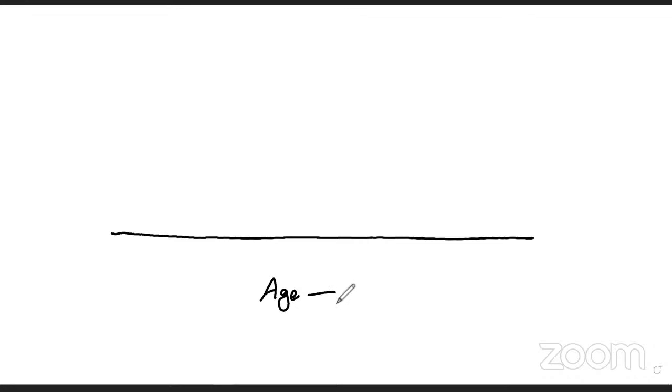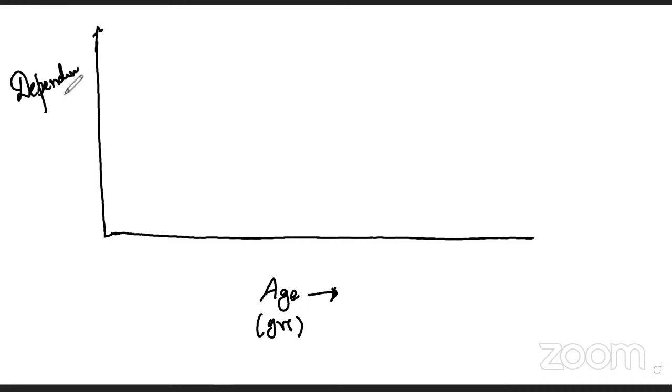So here let me take my x-axis. On the x-axis, let me take age. I'm taking age here, age in years. On the y-axis, let me take dependency on parents. All right, so dependency on parents.